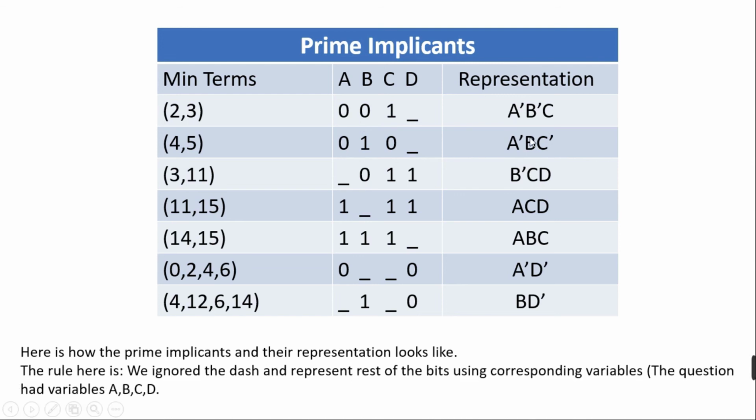The rule here is that we ignore the dash completely. We ignore the variable respective to the dash, and we just write the representation for all the other binary digits. For example, for the first pair, 2, 3, the number is 0 0 1 dash. Since the dash is at the position of D, we ignore D completely and write the representation for the rest. So 0 0 1 indicates A prime, B prime, C. For the next pair, 4, 5, the dash is again at the fourth place, so we ignore D and write the representation for the rest. So 0 1 0 is A prime, B, C prime. I have followed this procedure and written the representation using variables for all of these binary numbers, and these are our prime implicants.